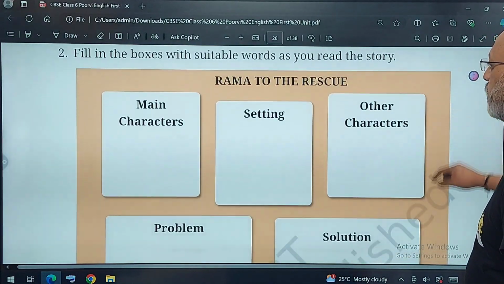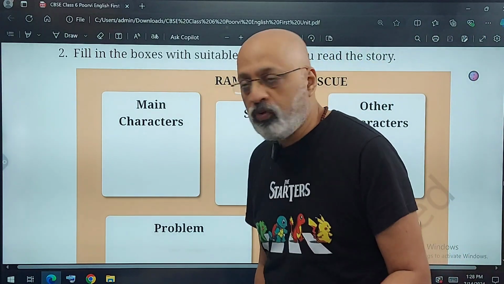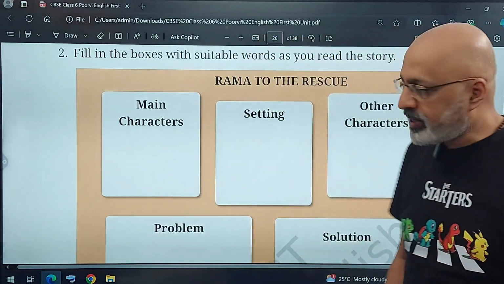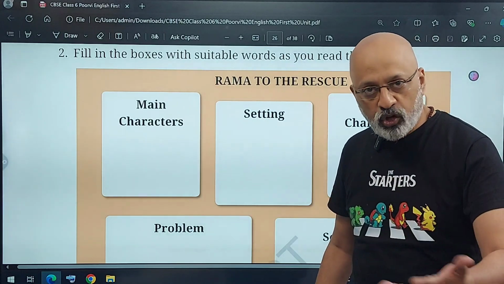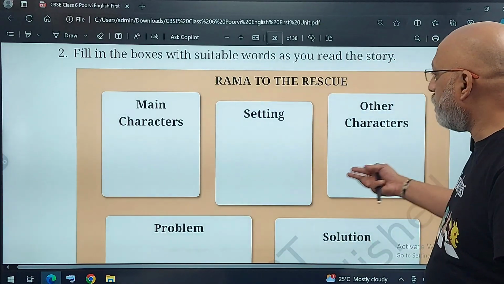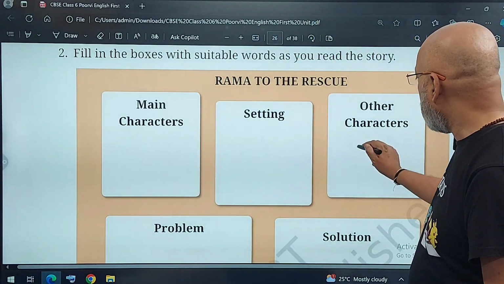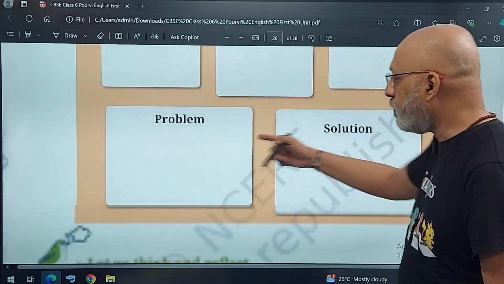Fill in the boxes with suitable words as you read the story. Now, this is something which I want you to do as a homework. You know the main characters. 4 characters hai mainly. Setting is inside the home. Okay. And at night time, the main characters are husband and wife. The other characters are Rama and the robber. Rama and the robber. Problem, what is the problem?